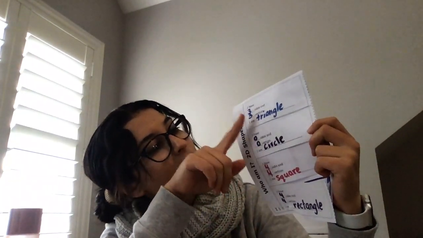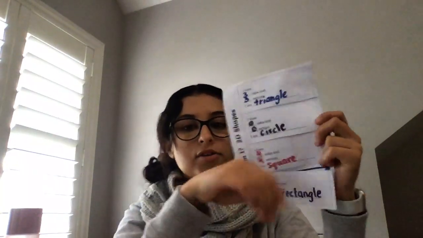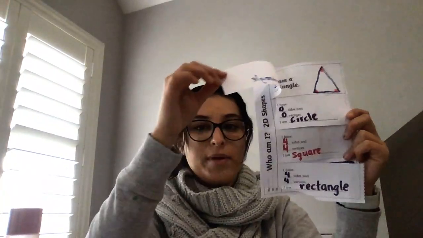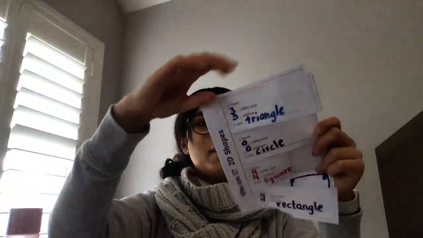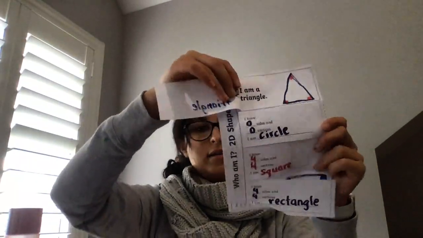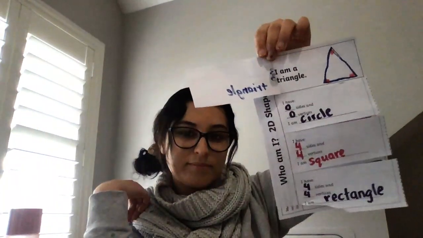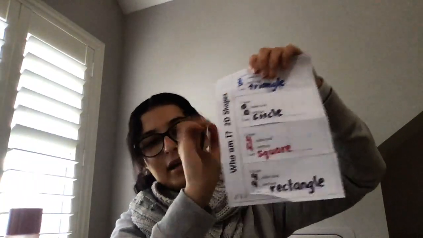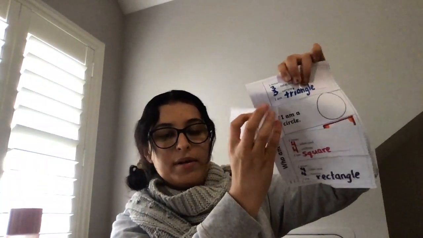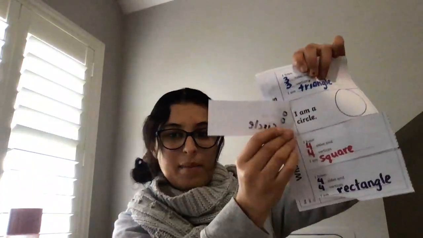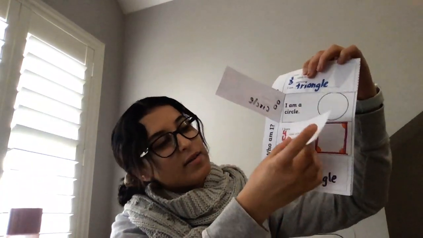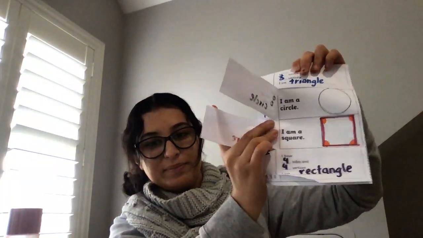So who am I? I have 3 sides, 3 vertices. I am a triangle. Then you can flip it open. Okay, and you might want to fold it, put some pressure on it, so that way you can open it up. Okay, the next one, I have 0 sides and 0 vertices. I am a circle. You want to flip it open. I am a circle. Okay, so it's a little flip book.